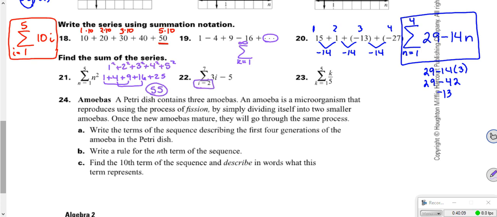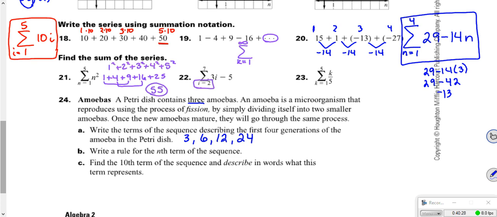So it says we started with 3 amoebas, right? So 3, and then they split and give you 6. Those split into 2 and make 12. Those split into 2 and make 24. That would be the first 4 generations. You're just essentially doubling, right?